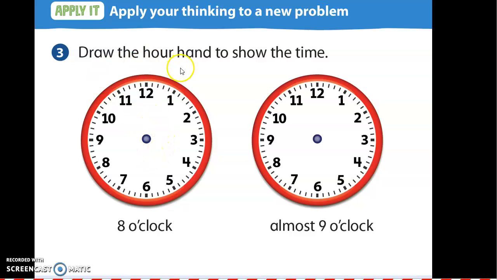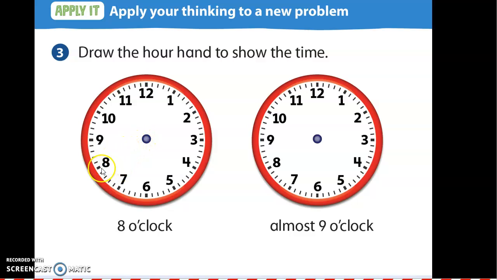Okay, so where would the hour hand be if it's 8 o'clock? Would it be pointing directly at the 8? Would it be in between the 8 and the 9? Or would it be pointing at the 9 or the 7? Where would the hour hand be? It would be pointing directly at the 8. So as best as you can, you want to draw your hour hand pointing directly at the 8.